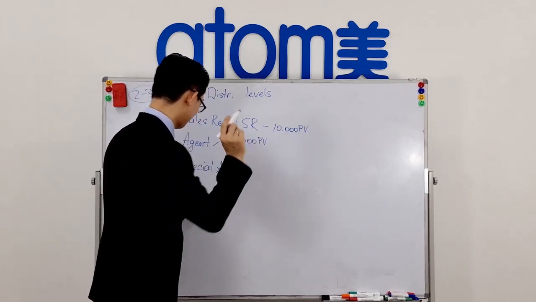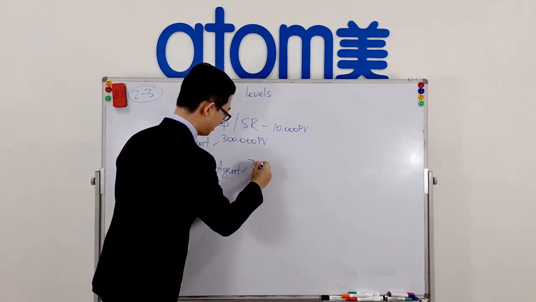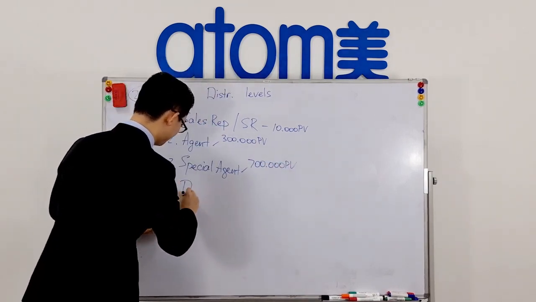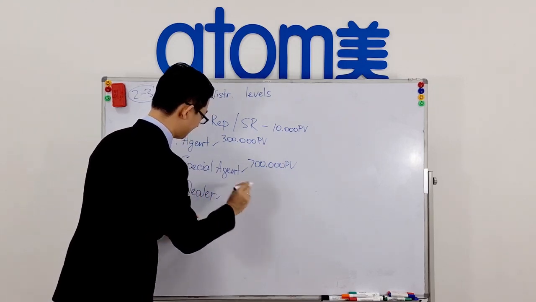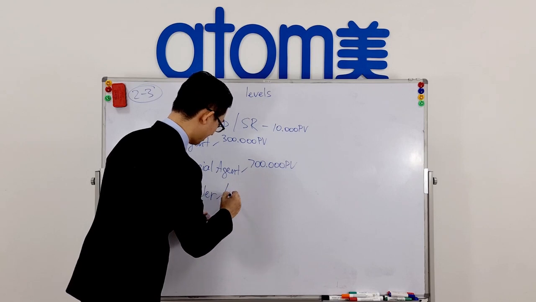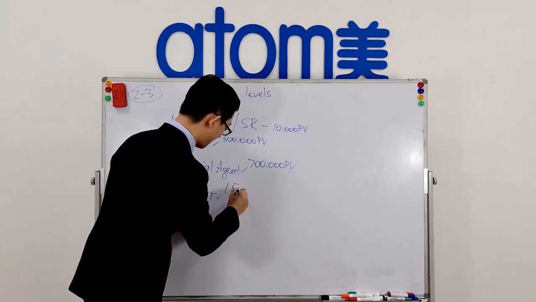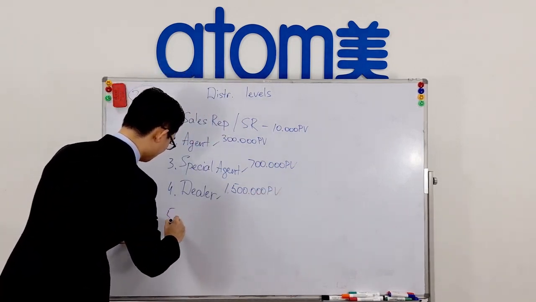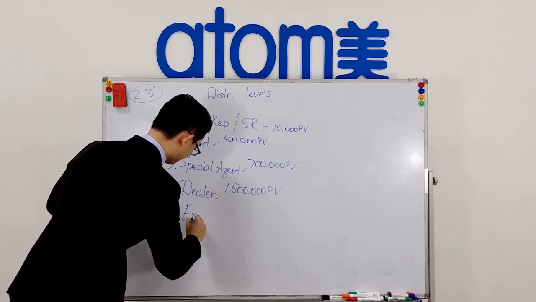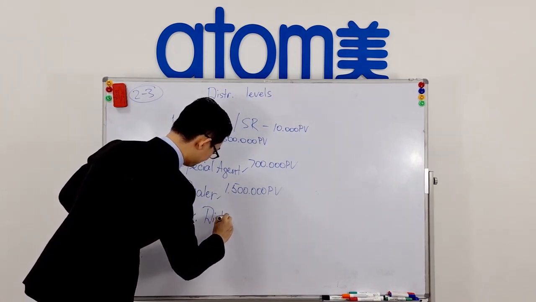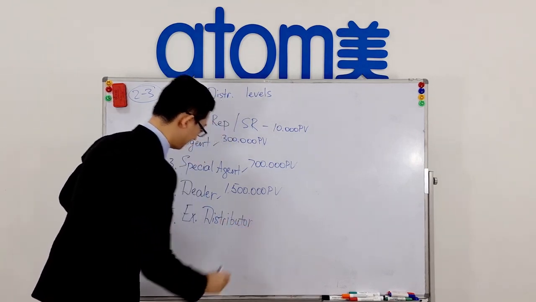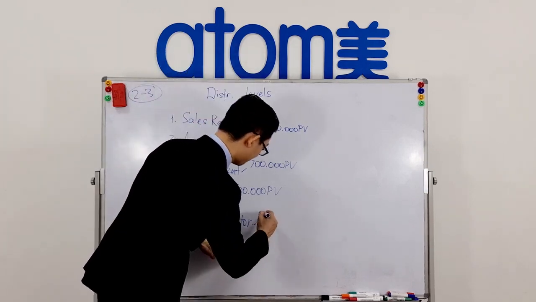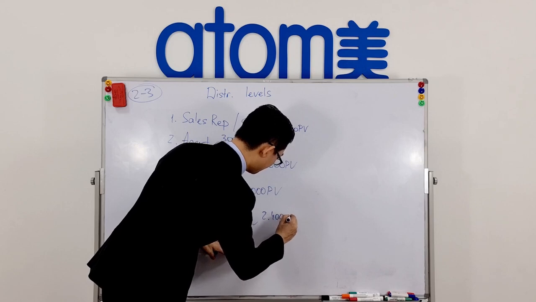And you can become a special agent if you accumulate 700,000 PV. The fourth level of distribution is dealer. And you can become dealer if you accumulate 1.5 million PV. And the last one is executive distributor, the highest distribution level. And you can become executive distributor if you accumulate more than 2.4 million PV.